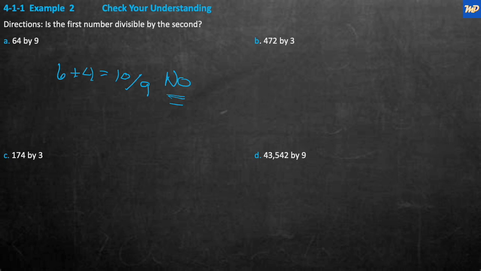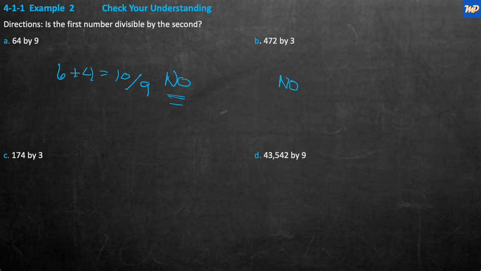How about 472? Is it divisible by 3? Well, what do we have? We have 4 plus 7 is 11, plus 2 is 13. Is 13 divisible by 3? No. How do we know it's not? First of all, remember that list that we were reading off. 13 was one of those prime numbers, and it only has factors of itself and 1. So the answer is no on B.